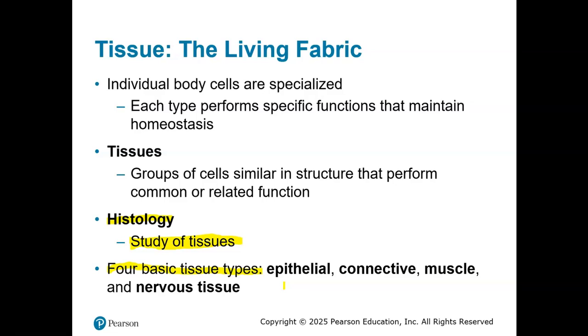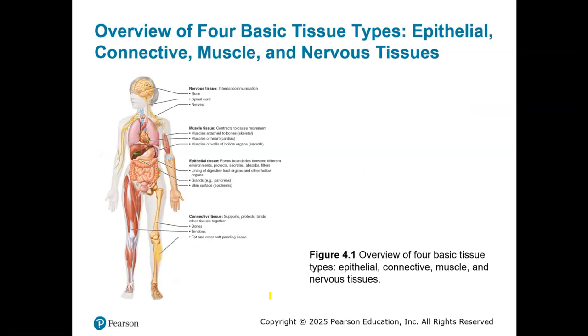Now, we will spend more time on epithelial and connective simply because we have chapters on muscle and nervous tissue. So epithelial and connective we will definitely devote a lot more time to in this chapter. This is just an overview of the 4 basic types. Nervous and muscle tissue is pretty easy, and you probably are already familiar with those.